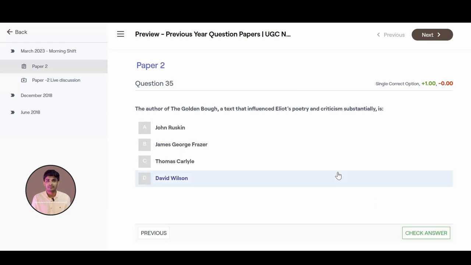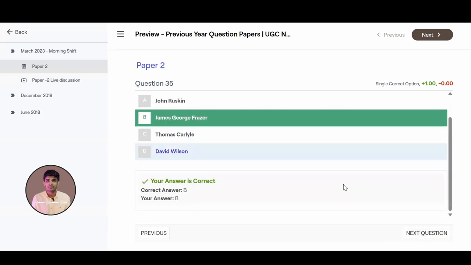All right. The author of The Golden Bough, a text that influenced T.S. Eliot's poetry and criticism substantially, is dash. You should know this. This is an extremely significant work. J.G. Frazer is the answer. J.G. Frazer is the right answer. So J.G. Frazer wrote The Golden Bough, which was first published in 1890. It is an important work in the field of anthropology or religious studies or mythology studies, etc.